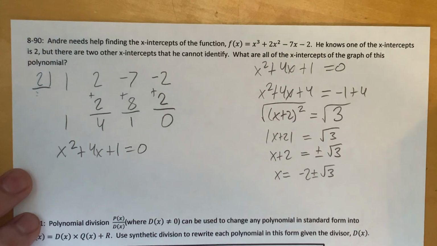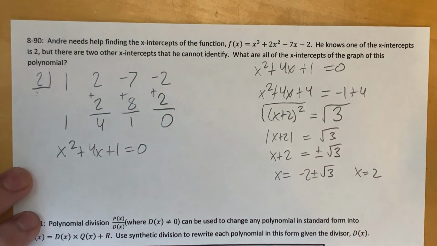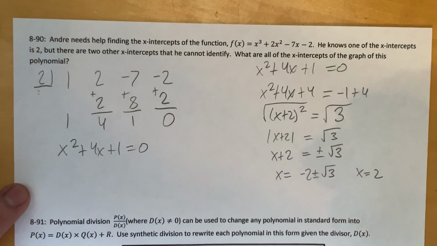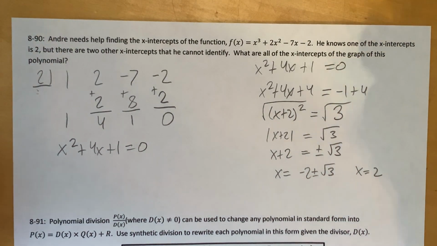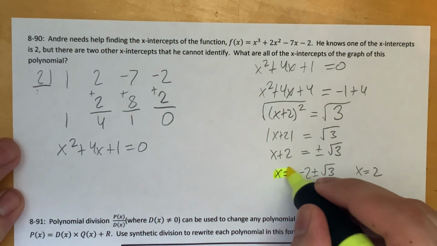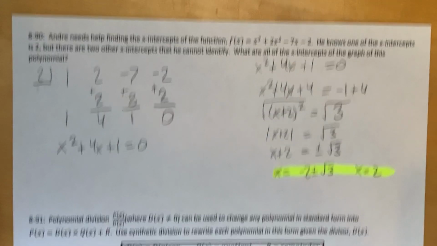What is the other answer? x equals 2. Right. So those are your roots. What are the x-intercepts of the graph of this polynomial? The roots are your x-intercepts. So highlight that. That is the answer. So let's continue on to the next.